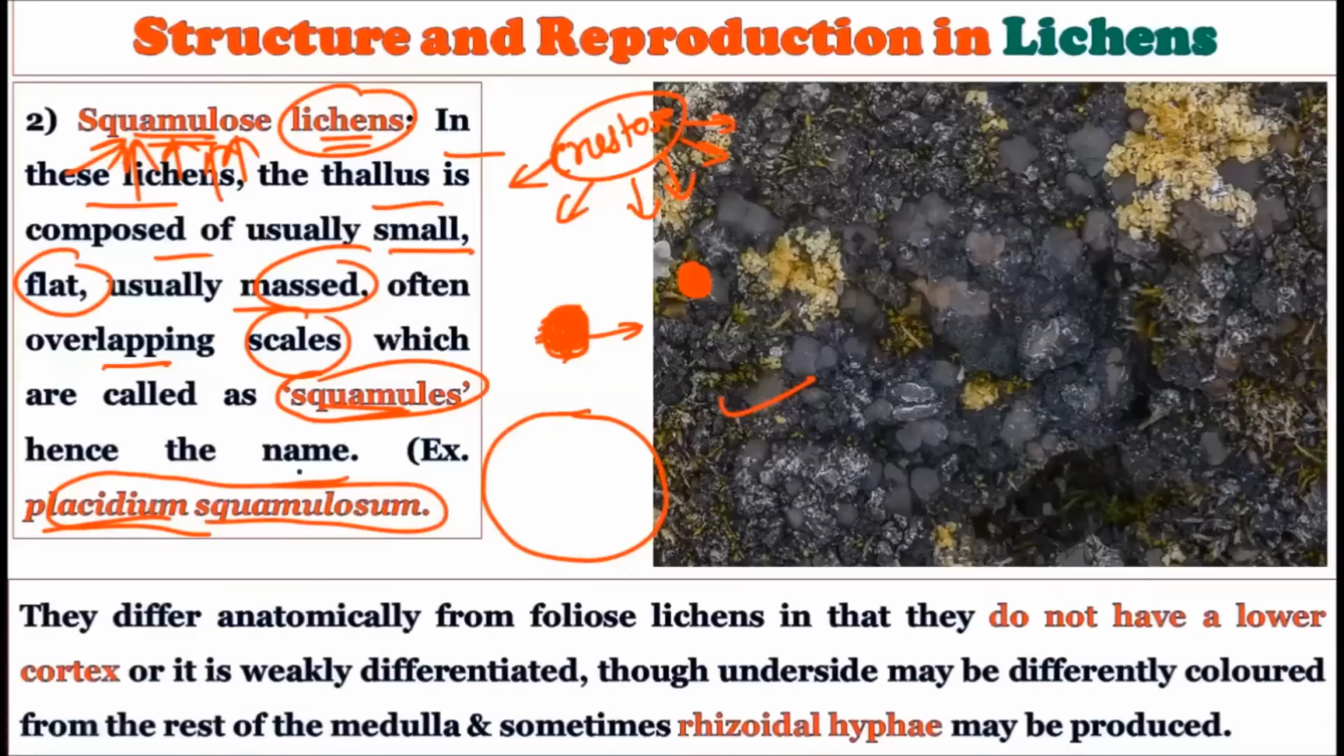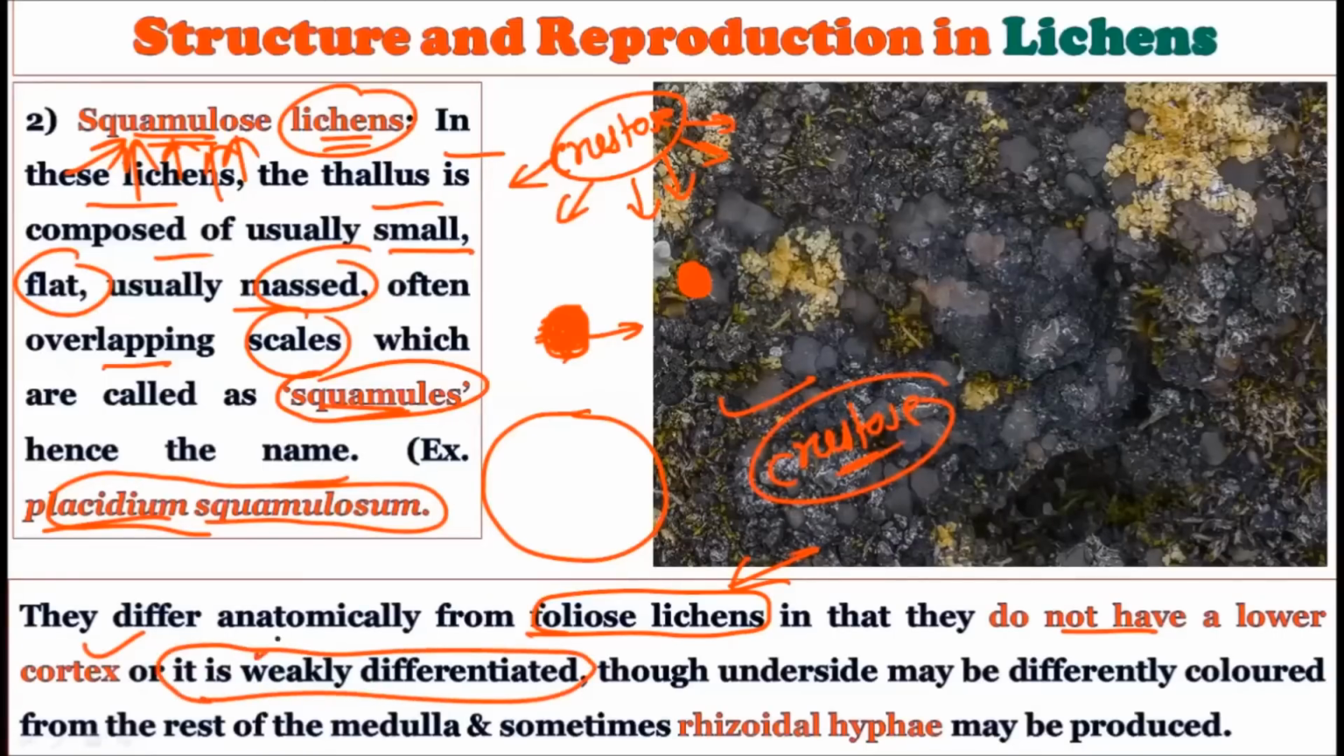Okay, now consider they differ anatomically from the Foliose lichen in that they do not have the lower cortex. Of course, if they do not have the lower cortex, they are different from the Foliose lichen, but this makes them very similar to the Crustose lichen, because Crustose lichen also do not possess the lower cortex, or it is weakly differentiated. Now consider this particular statement: it is weakly differentiated.